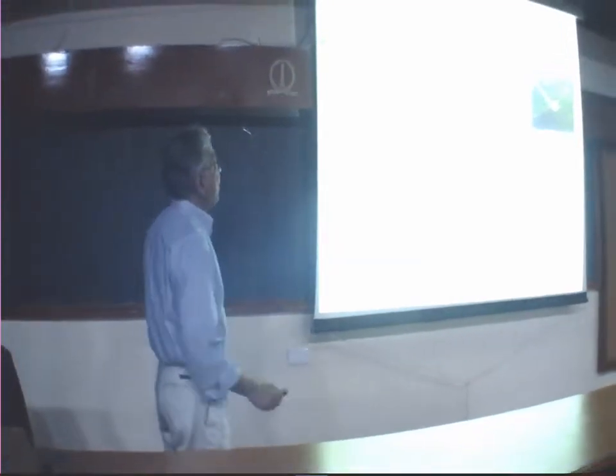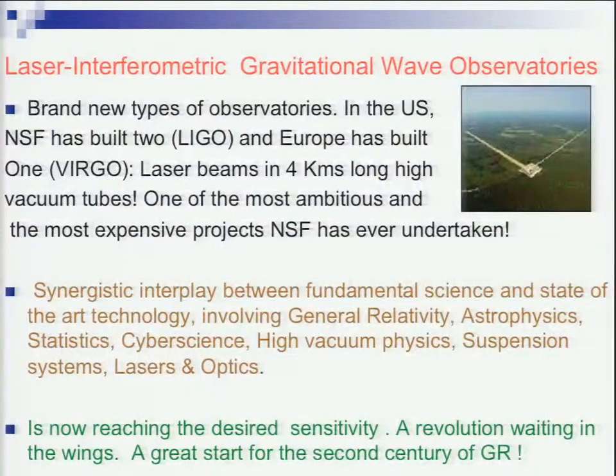Today now, there are brand new types of observatories. In the US, the National Science Foundation has built two. They're called LIGO, Laser Interferometric Gravitational Observatories. And Europe has built one, which is Virgo. What they have is laser beams, which go around 4 kilometers, reflected back, go around 4 kilometers, reflected back. If a gravitational wave comes by, it will shake the mirror at the end of this cavity up here, and that shaking of the mirror will destroy the interference here. Therefore, there will be a fringe shift, and we can measure how much fringe shift there is.